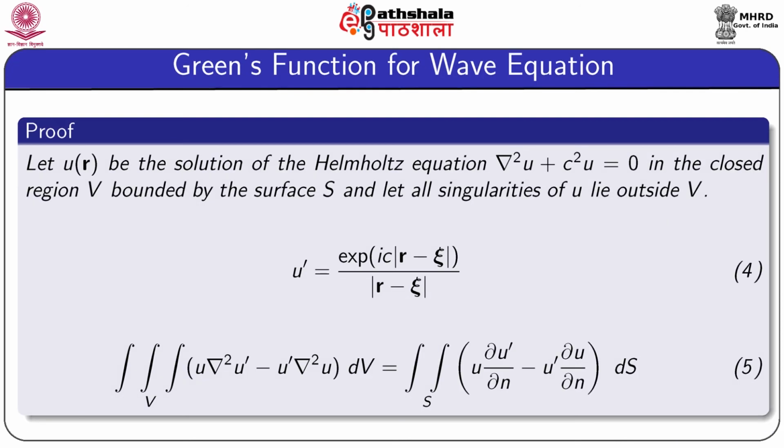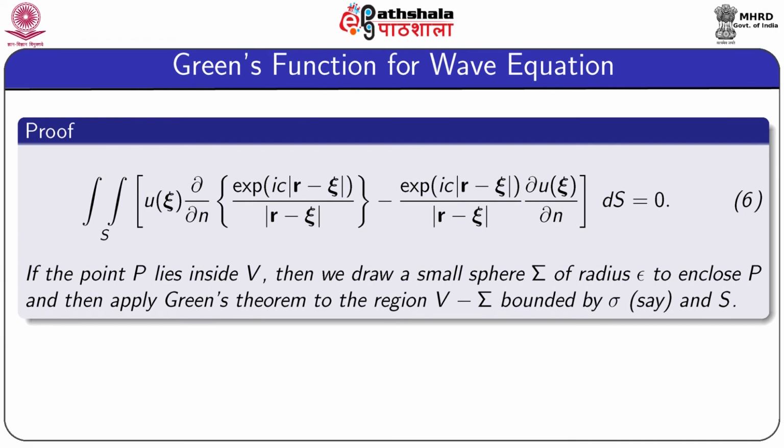So, if we go back to equation 5, then the left hand side becomes 0 and the right hand side is the surface integral of u del n of (e to the power i c |r minus xi| by |r minus xi|) minus e to the power i c |r minus xi| by |r minus xi| into del u del n. Now, if P is a point outside V, then the value of |r minus xi| is not equal to 0. So, this is defined and the value of this surface integral is 0.